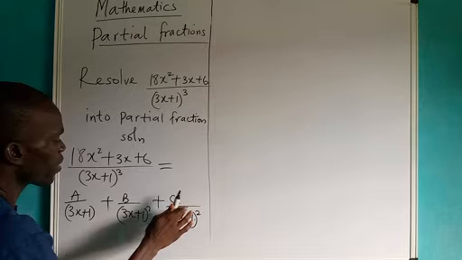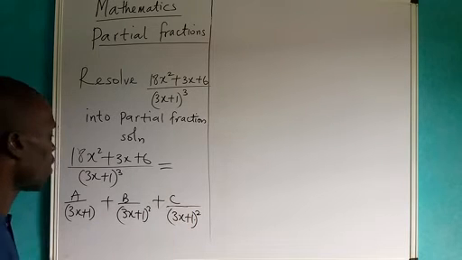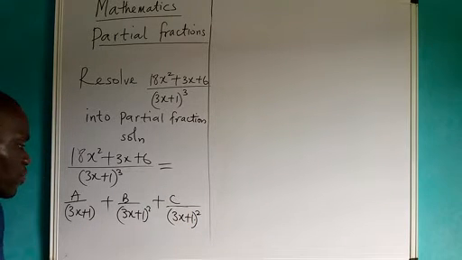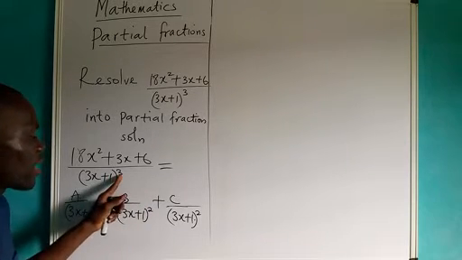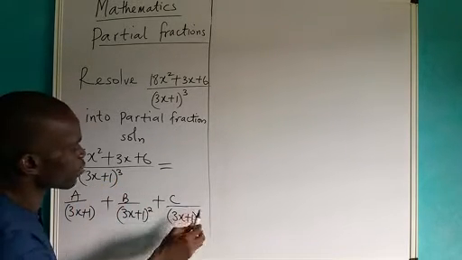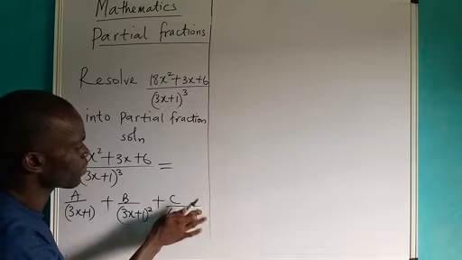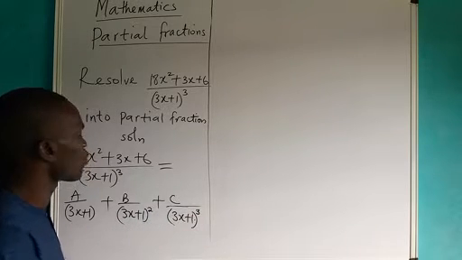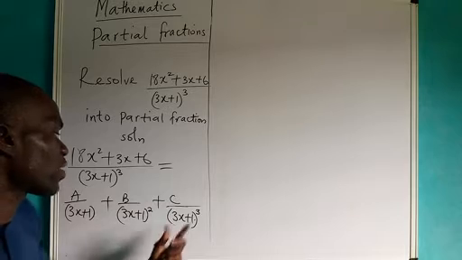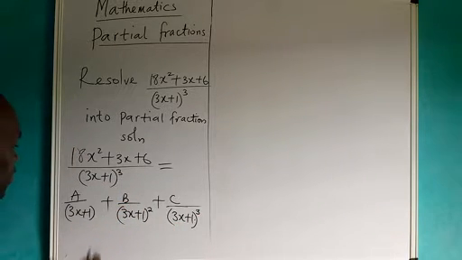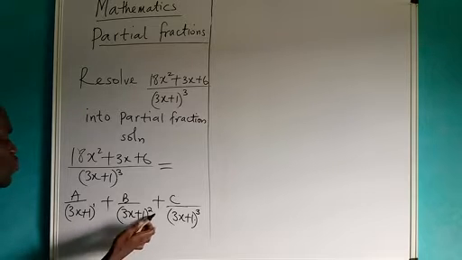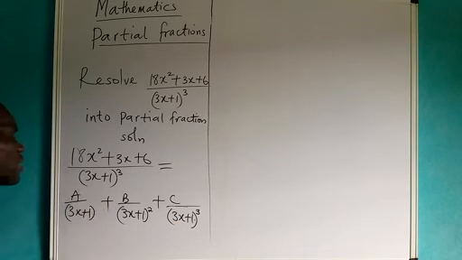This is the form in which we can split this fraction. We have to split it until we reach the highest power, which is 3. We start from 1, then 2, then 3. That is the way we split it.